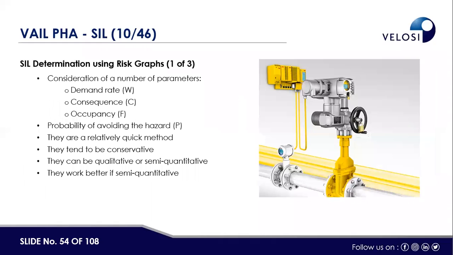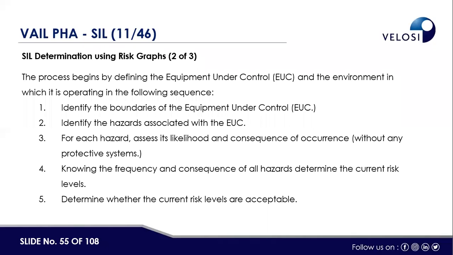If we specify some ranges, like in the case of demand rate in terms of years, 1 to 10 years, or less than 1 year, or less than 30 years, like this. So SIL determination by using the risk graph, the process begins by defining the equipment under control and the environment in which it is operating, in the following sequence.